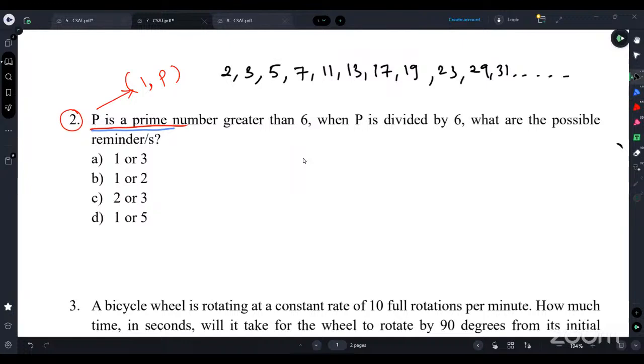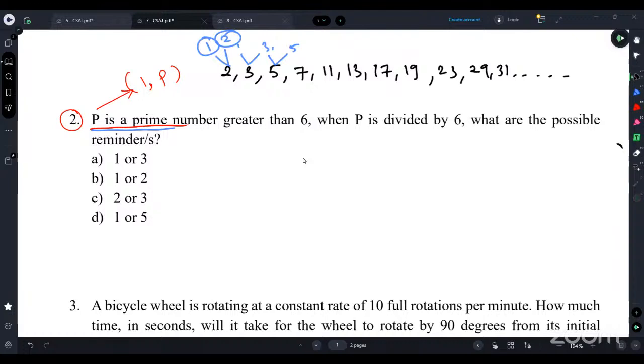Okay, so if you just look at all these numbers, guys, you will see that all these numbers have only two factors. This number has only two factors, 1 and 2. This has only two factors, 1 and 3. This has only two factors, 1 and 5. So these numbers will not have any other factor other than 1 and that number itself. Such numbers we call prime numbers.